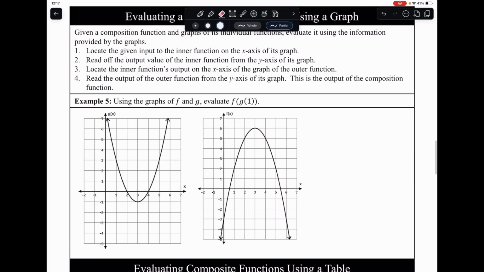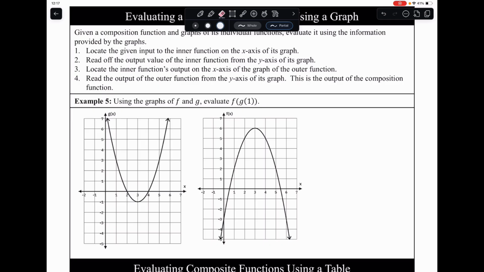So what you're going to do is first locate the given input of the inner function along the x-axis, and read off the corresponding y value, the output value of that inner function, from the y-axis. You're then going to locate the inner function's output value on the x-axis of the outer function, the other graph, and then read that output value, that y value, from the y-axis on the graph. This is going to be the result of the composition of the function itself.